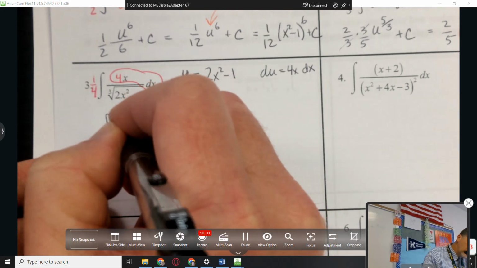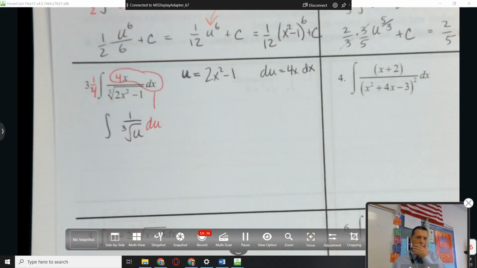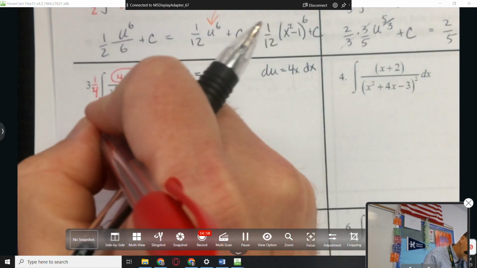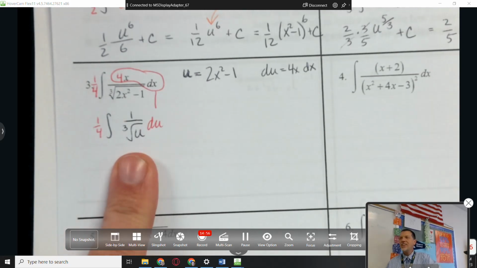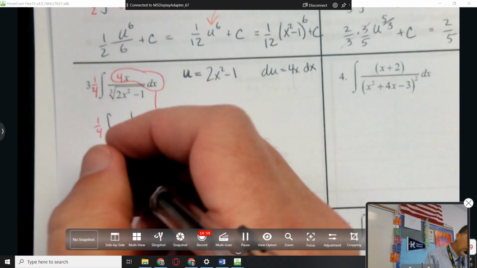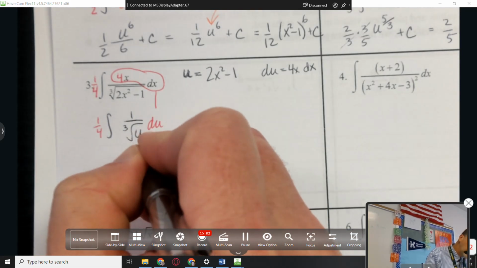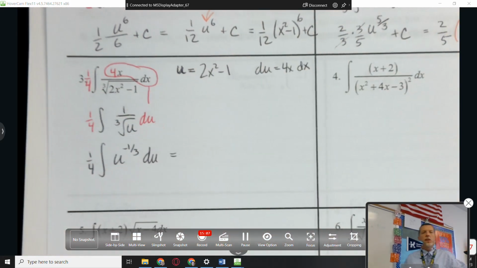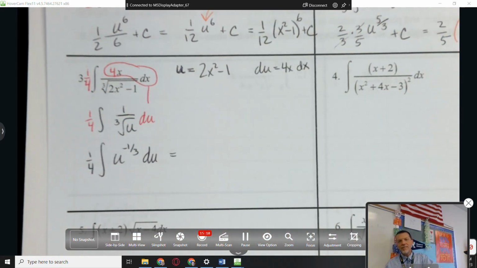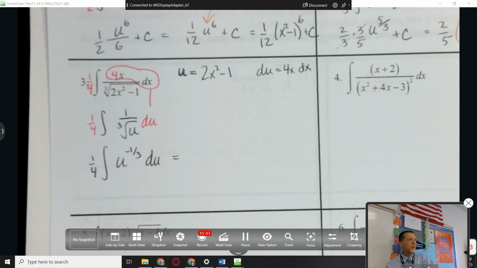And I've got 1 over the cube root of u. Still don't really like that. I do need the 1/4 out front still. You could make it u to the negative 1/3. Yeah, I need to change this to have a power so I could use the power rule. So let's make that u to the negative 1/3, the 1/4 out front. So it's not great, it's not super easy, but it's way better than where we started.